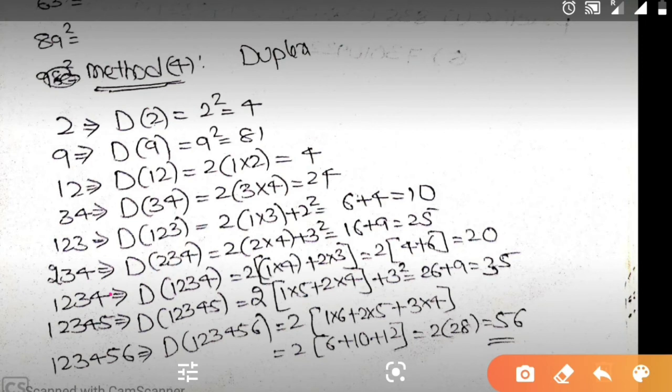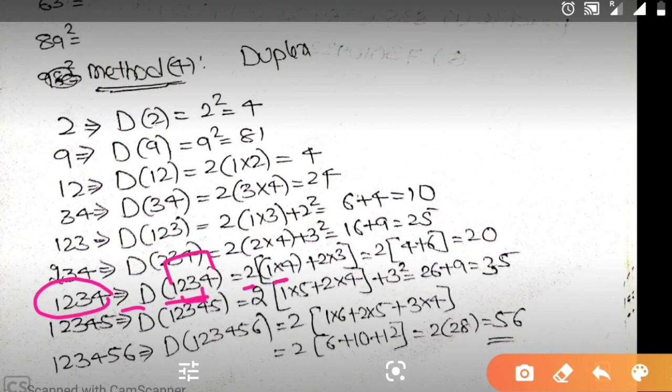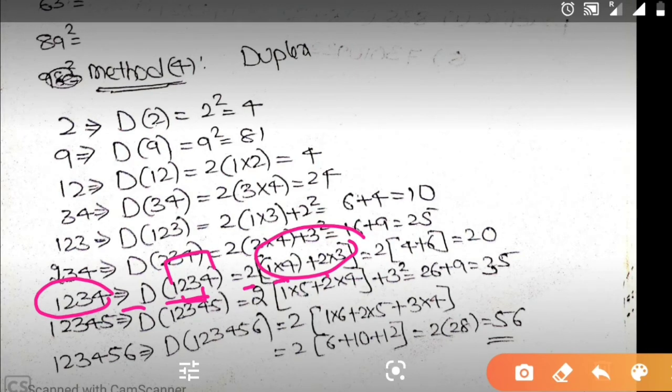Next, now if you want to find out the 4 digits duplex numbers, D1234, what you have to do, you have to multiply these digits and these digits. So here, multiply these digits, 1 into 4, and multiply these digits, 2 into 3, and multiply them with 2. So 1 4 is 4, 2 3 is 6, 4 plus 6 is 10, 10 2 is 20 is the answer.